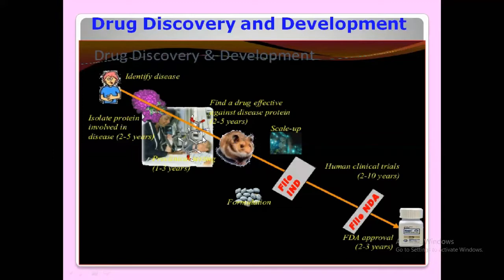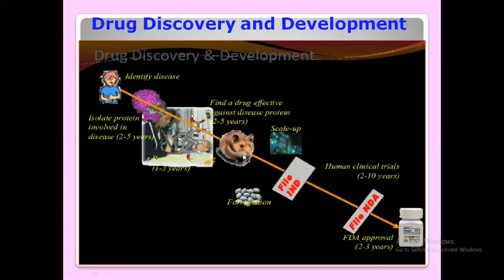Once you have found an effective drug for a particular protein molecule, the next step is to check it in a living system. For that, usually rabbits, mice or rats are used. You have to check the effectiveness of that particular drug using some animal system. For that also it will take 2 to 3 years, sometimes even 5 years.